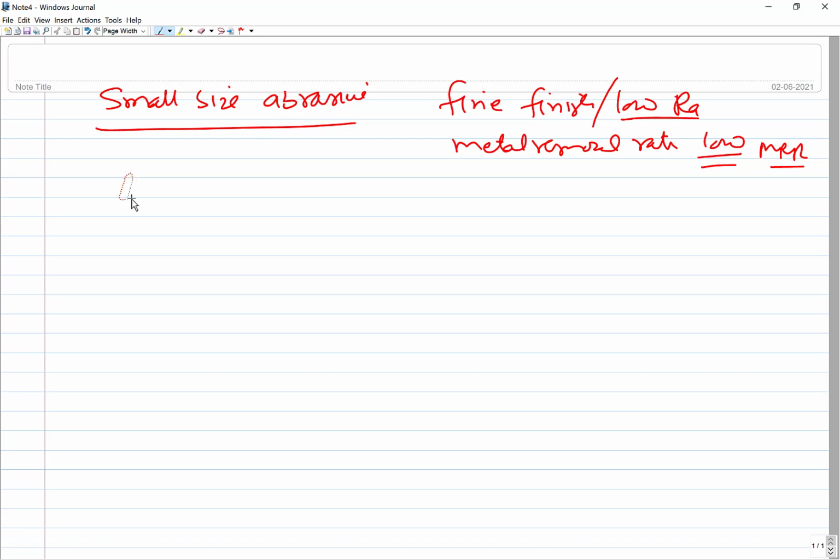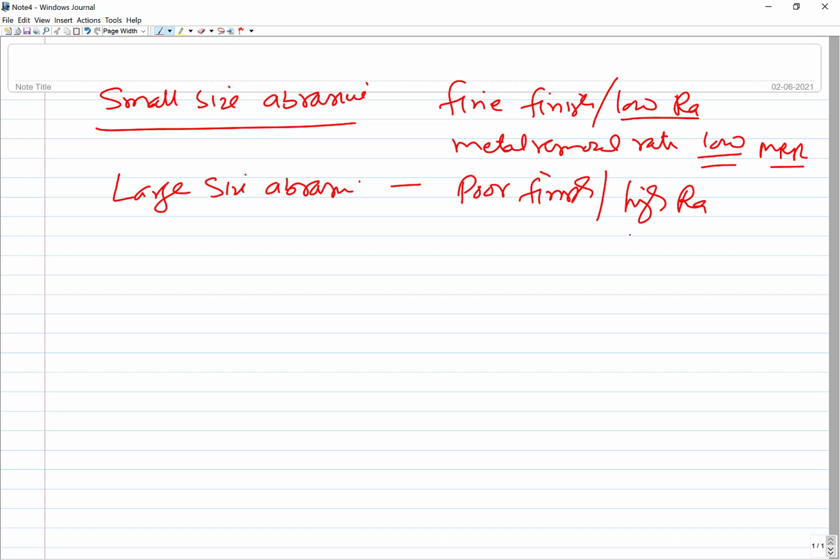And the large size abrasives will be leading to poor finish, okay, high Ra value, and at the same time high material removal rate. Okay, so things will be happening fast, but the roughness will be high in case of the large abrasives. So this is one thing.